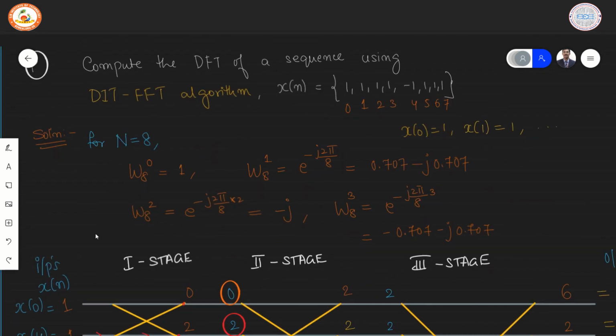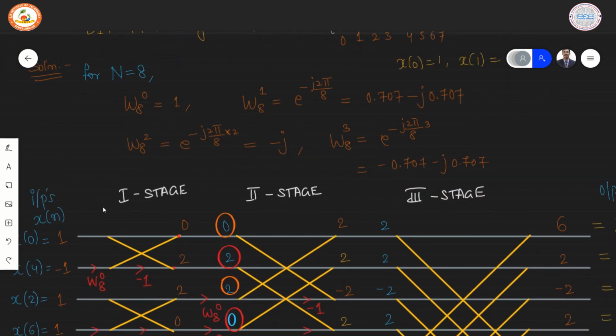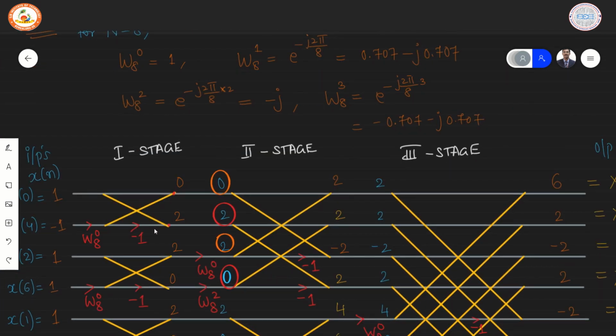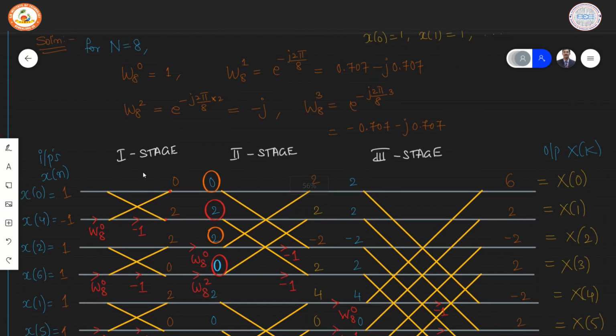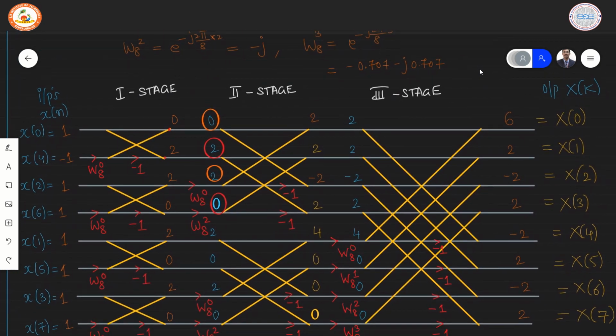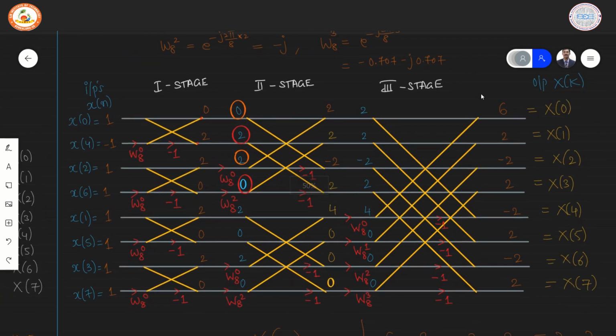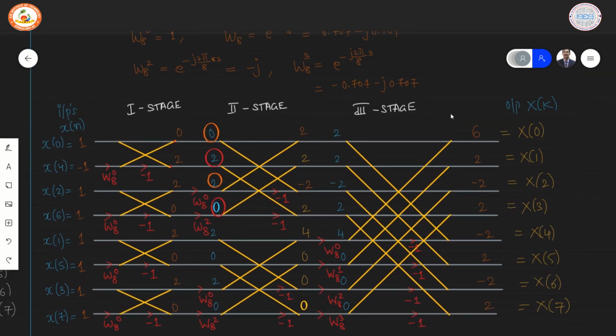Next, let us proceed to the structure called DIT. In the DIT structure, we note that the inputs are applied in bit reverse fashion and the outputs are generated in a sequential fashion. Now, applying the inputs as we have identified in the beginning: x of 0 is 1, x of 4 is minus 1, x of 2 is 1, x of 6 is 1, x of 1 is 1, x of 5 is 1, x of 3 is 1, and x of 7 is 1.